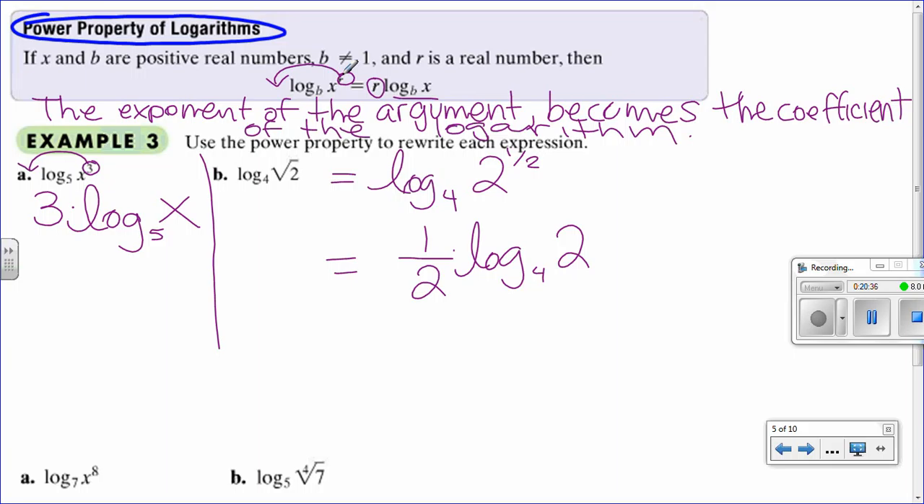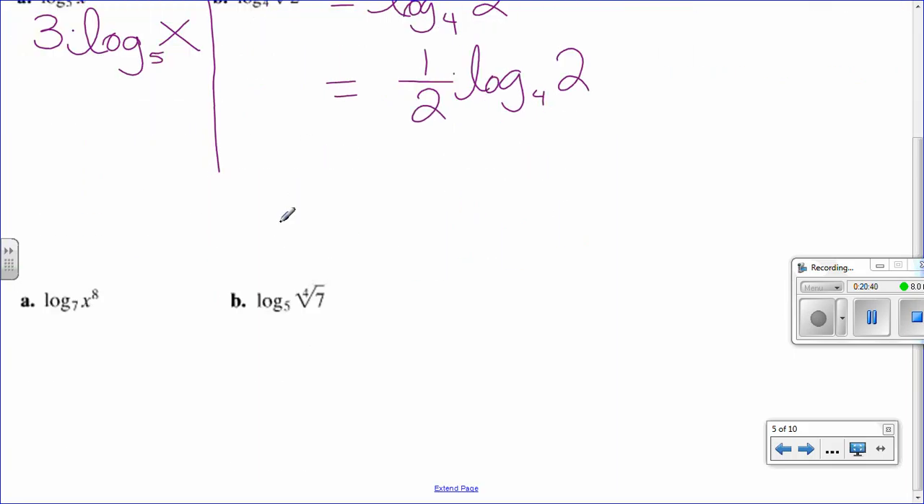So the next two are for you to do. And for part B, please notice that we're talking about a fourth root, not a square root, a fourth root, okay? So the exponent is going to be a little different. It's not going to be 1/2. That's what I'm trying to say. 1/4? Perhaps. Yes, it is 1/4.